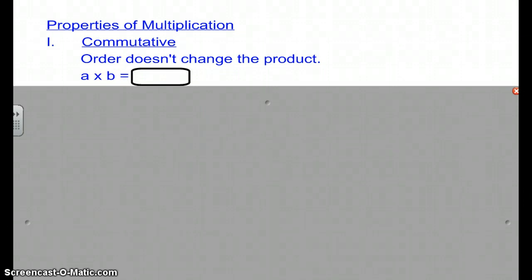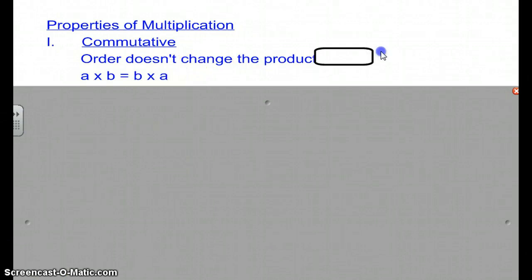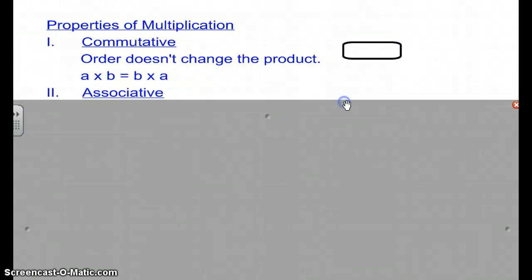Very good. It's about moving. Order doesn't change a product. Finish the rule. Sterling, how do we show the commutative property with this rule? Very good. A times B equals B times A. Good. Associative property. Give me one word that's kind of a synonym for associative. A word that begins with G. It's all about, Christina? Very good.